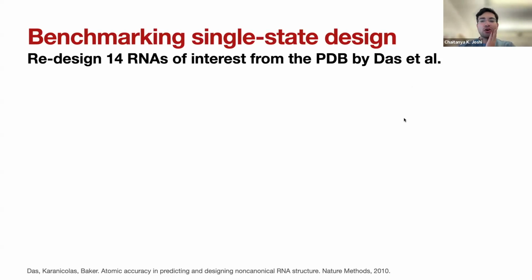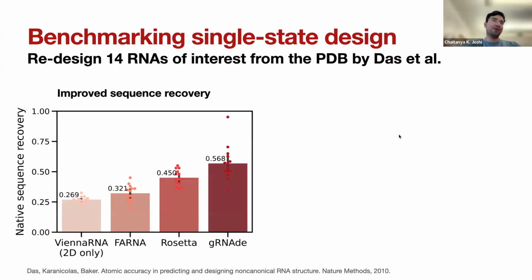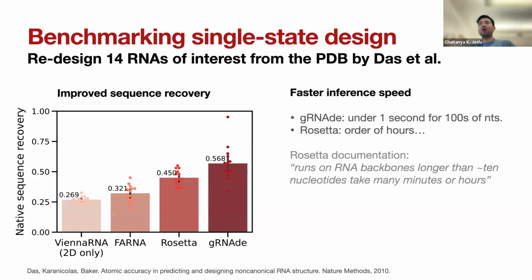They created a benchmark of 14 structured RNAs, which they were really interested in as design targets. So, we tried to compare very fairly to their benchmark, and we were happy to find that gRNAde was boosting sequence recovery over Rosetta and the previous generation of tools by a significant amount. What was perhaps more important was that this is much faster. With the deep learning based approach, you train your model, it takes 5 or 6 hours, but after that you can do designs in under a second.